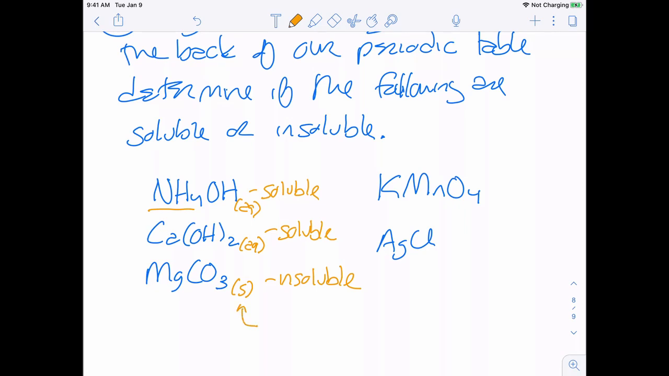Be really careful. A lot of times with soluble you think S, but the S means solid. So the things that are soluble get an AQ for being dissociated in aqueous solution. The things that are insoluble are going to get an S for solid. Potassium, if you see a group 1A cation, it is going to be soluble, so AQ. And then silver chloride, it was insoluble. Chloride ions are on our list, but silver was an exception to it, so these ones get an S for solid.